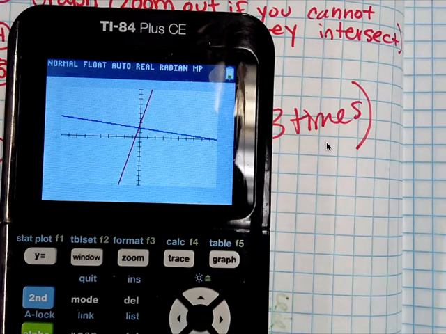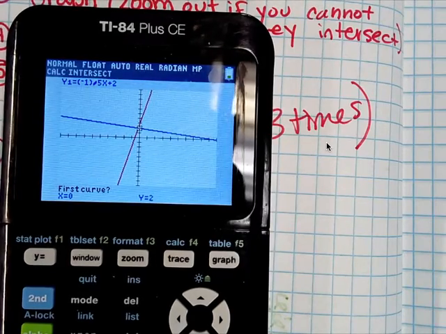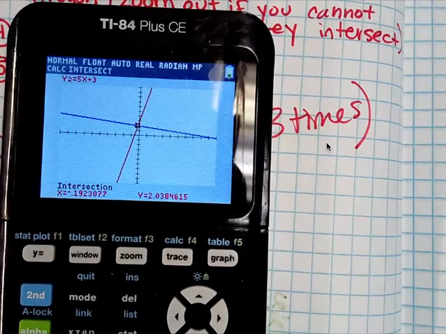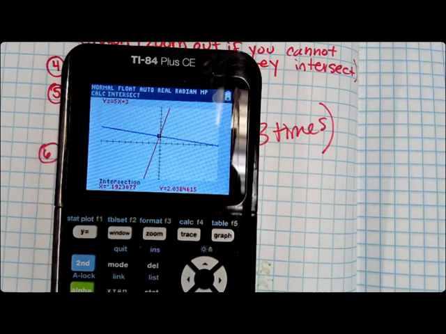So now we can do this again. So second trace, 5, enter, enter, enter. So it looked like it was on the y-axis, but it wasn't. It's negative 0.19 and then 2. All right. So that is all I have on using the calculator to graph systems.